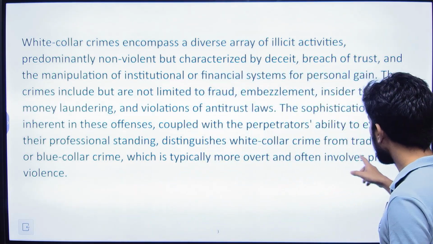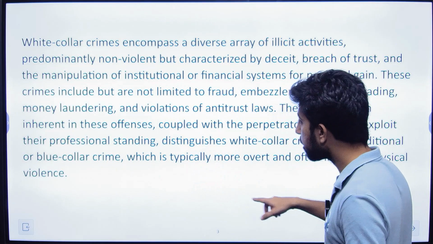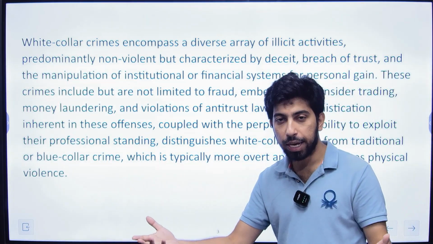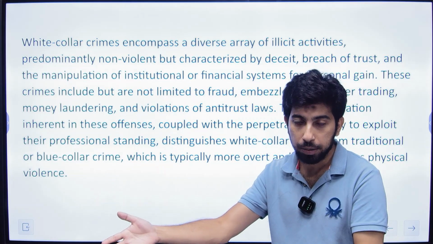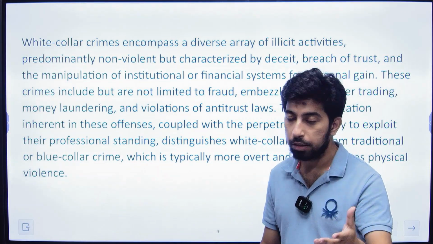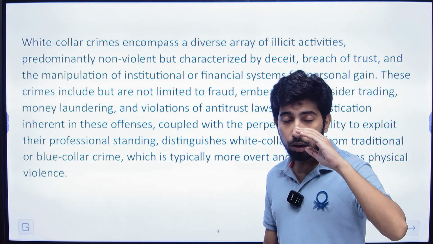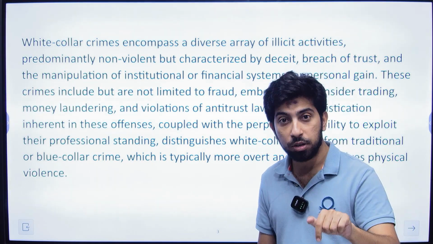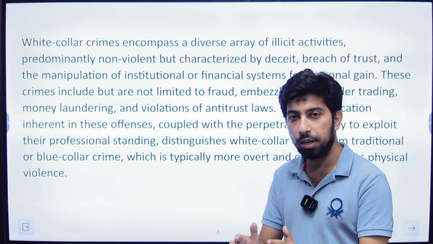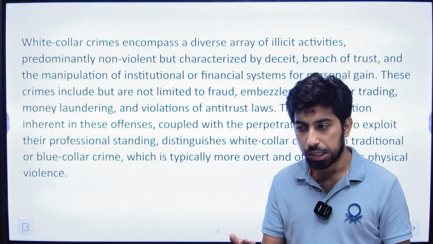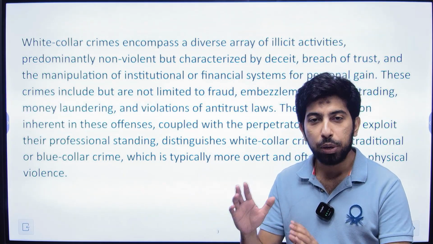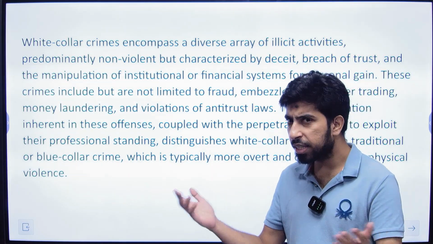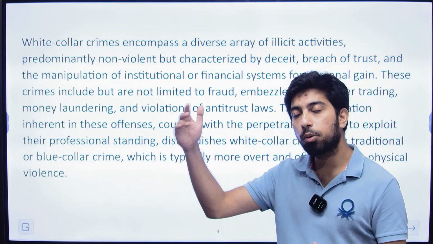White collar crime is distinguished from traditional or blue collar crime, which is typically more overt, more open. People can see the crime happening. The white collar crimes are mostly virtual. They are more covert. Covert means they are hidden, they are covered. For example, I'm sitting at my system, on my desktop, and I'm doing some fraud, some embezzlement of funds, which is not seen by any other person. Later, it's going to be revealed.